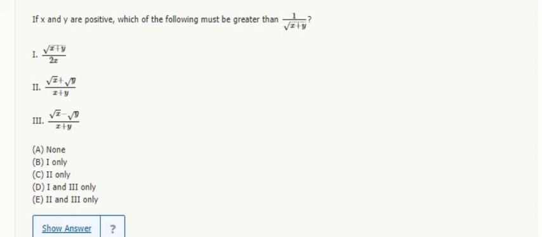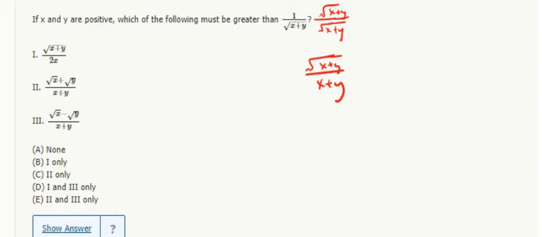So a few ways to go about doing this. First of all, I could rationalize this by multiplying by root x plus y over root x plus y. So I got root x plus y over x plus y, and it's the same thing, right?